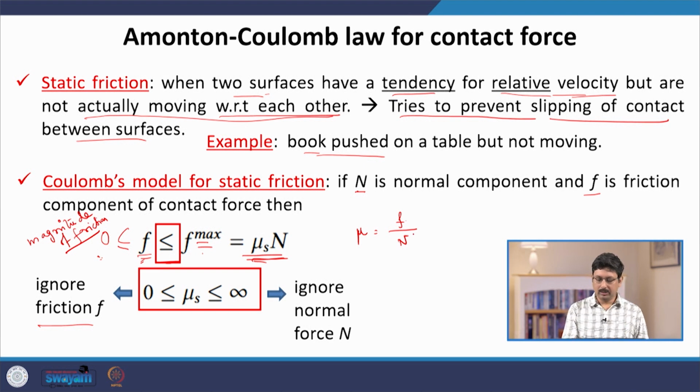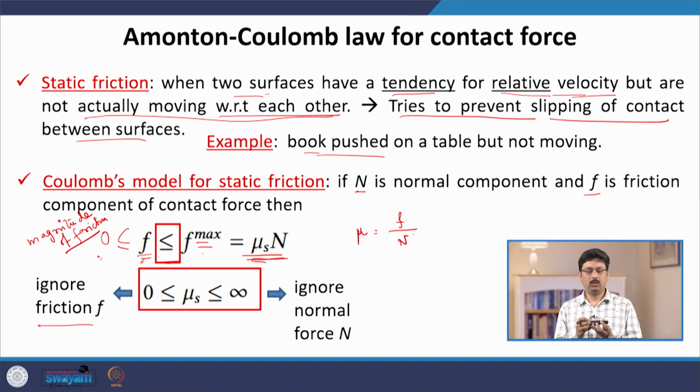Now, if these two forces are equal in magnitude, then mu becomes 1. Now, can mu be greater than 1? The answer is yes. There is absolutely no restriction, either from our experience or from experiments, that the frictional component cannot be greater than the normal component. In fact, in the limiting case, it can be infinity, meaning it can be as large as possible. So, what do I mean by that? It is very easy to see.